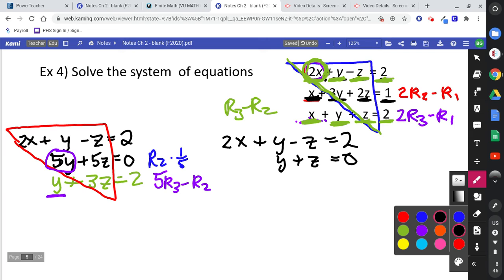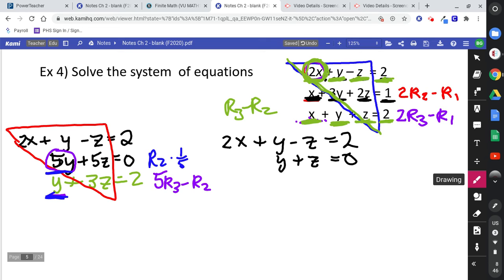Okay, now I'm going to use my rule. 5r3 minus r2. So 5 of these, oops. 5 of these is 5y minus this will give me 0y. And again, you can leave that blank. 5 of these is 15z minus row 2 would give me 5z. 15z minus 5z is plus 10z. And 5 of these is 10 minus this. 10 minus 0 is 10. Okay.